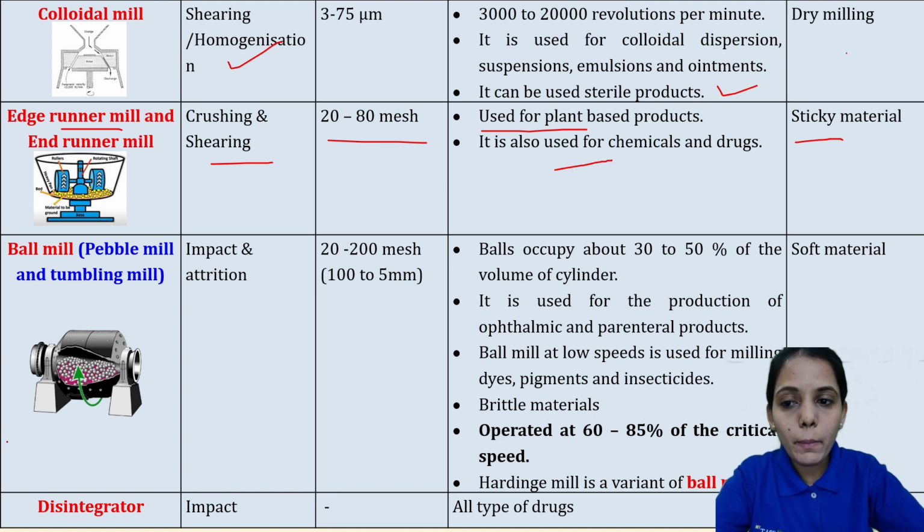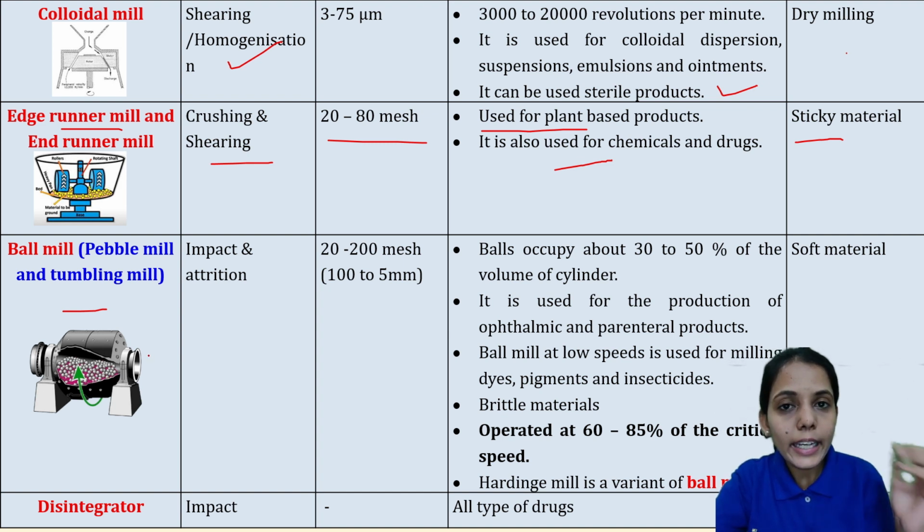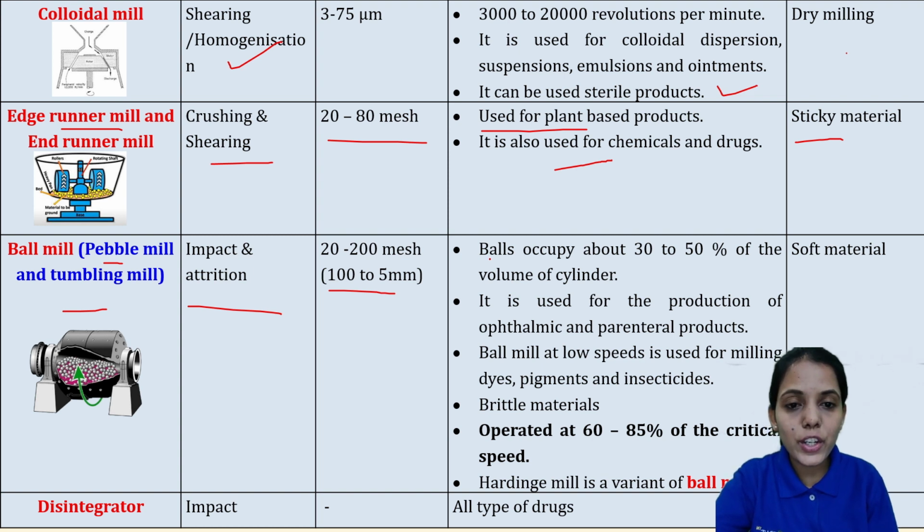Ball mill or pebble mill and tumbling mill. In this case, impact and attrition is present because balls of smaller size are used, so material gets impacted between the surface of the balls. It is also known as pebble mill or tumbling mill, both are same. Impact and attrition is the principle. 20 to 200 mesh, that is 100 to 5 mm, is the particle size which can be obtained.